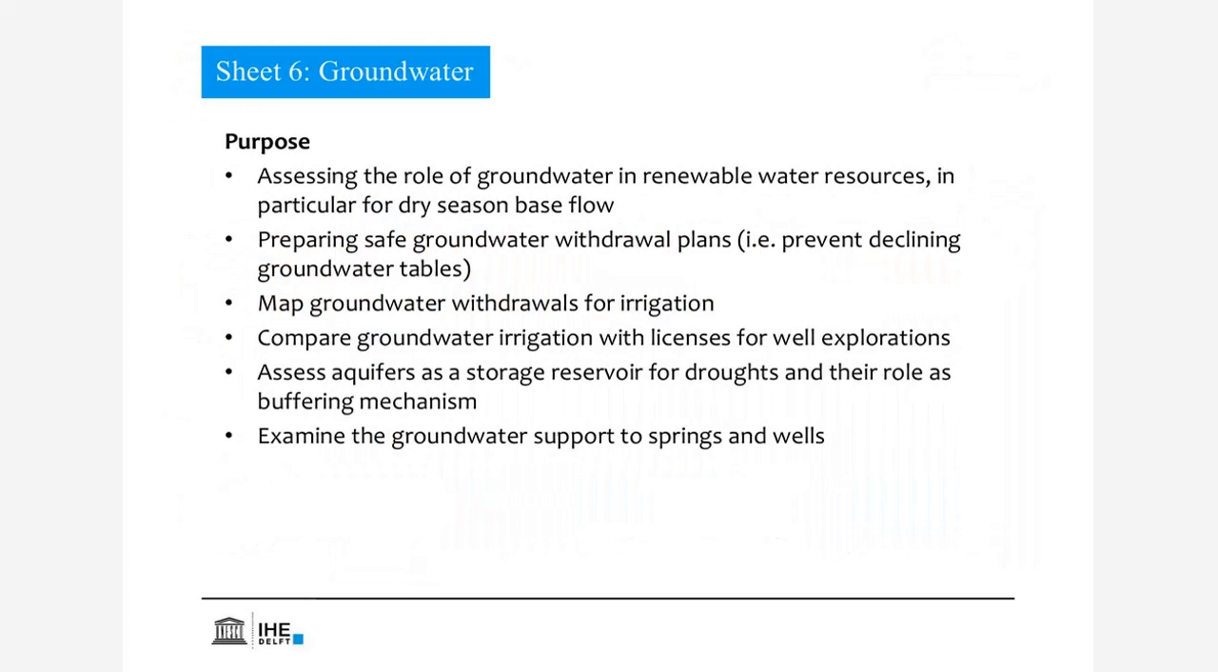The last sheet is sheet number 6 and is looking at groundwater and the role of groundwater in renewable water resources, particularly for the dry season base flow. It's trying to support safe groundwater withdrawal plans. So you want to make sure there is not overexploitation of groundwater, and it is also dividing it by sector. So you can also monitor how much is the amount used for irrigation, for example. Still, it is important to monitor this and to give advice and see whether what is actually happening on the ground.